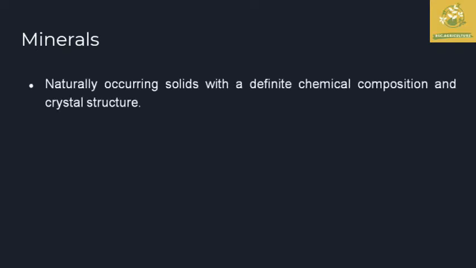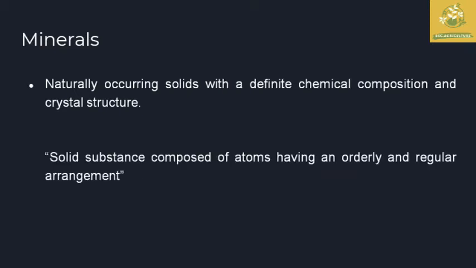Minerals are nothing but a naturally occurring solid which has a definite chemical composition as well as a crystalline structure present in them. And a perfect definition for minerals: a solid substance composed of atoms having an orderly and regular arrangement is called a mineral. So these are the definitions as well as the description about minerals.